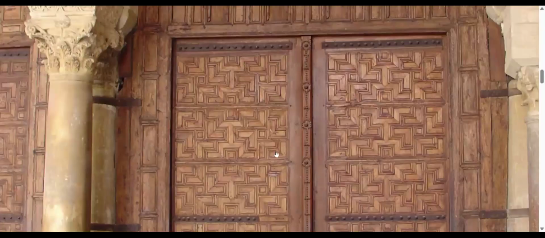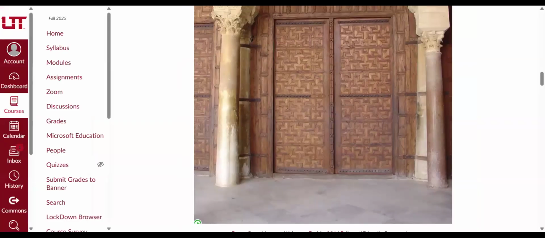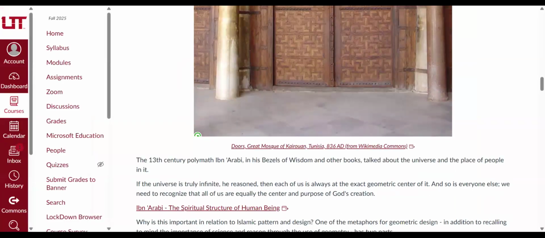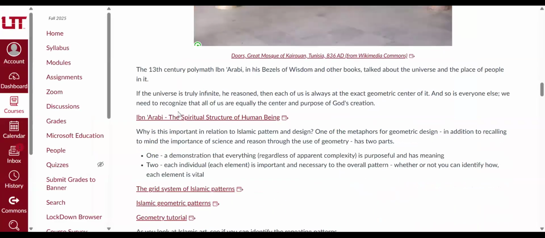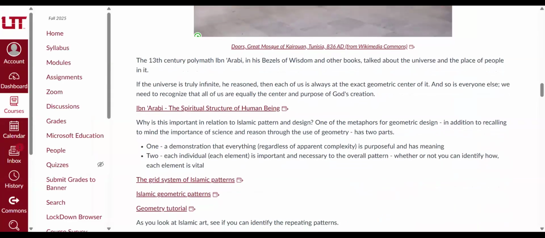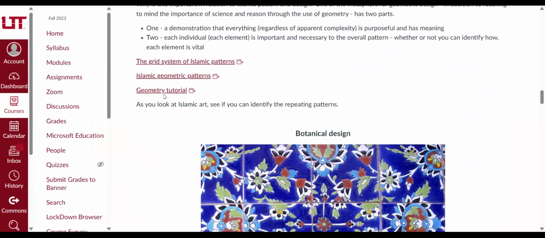Incredible detail work. And again, patterning is very important because patterning, when done correctly, celebrates the truth that lies within the purity of math and geometry. And this is how Ibn Arabi was a brilliant philosopher. And he wrote this, The Spiritual Structure of Human Being. I like this video because it talks about how Muslims viewed the nature of humans and their role in the universe. Very beautiful. And definitely look at this geometry tutorial.